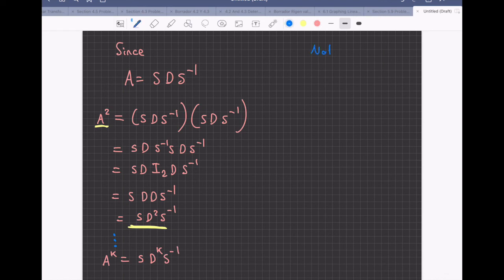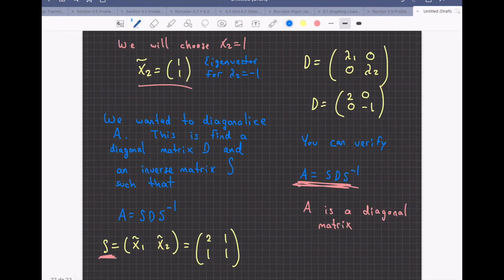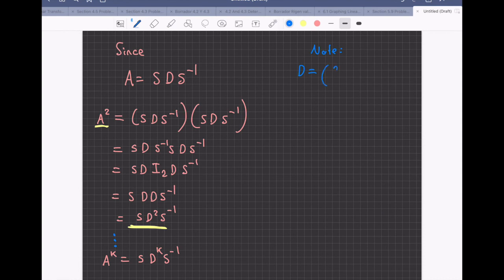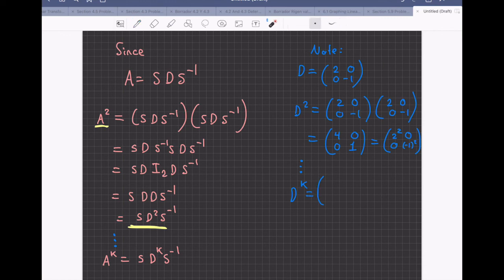But note, for example, in this case our matrix D is 2, 0, 0, -1. What happens when you square D? We have 2, 0, 0, -1 times 2, 0, 0, -1. So this becomes only 4, 0, 0, and 1. Or what is the same, 2 squared, 0, 0, and -1 squared. So we continue with this pattern. You can check that a diagonal matrix raised to any natural number power just raises the corresponding entries on the main diagonal to that power.